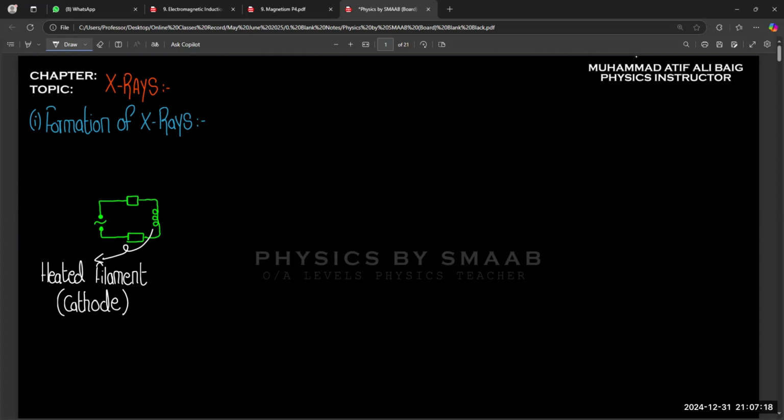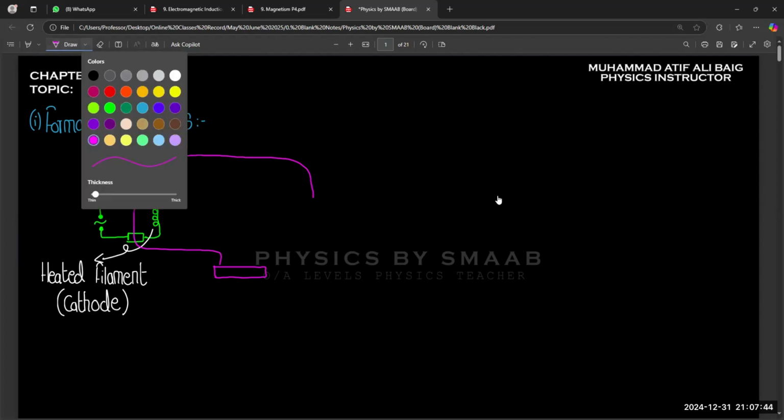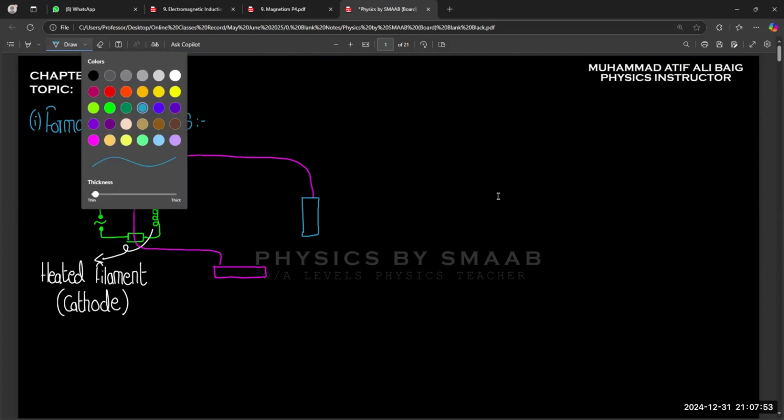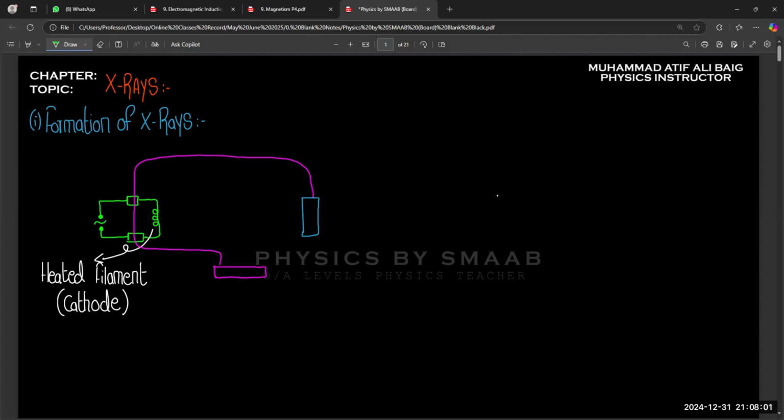And further, we have an evacuated chamber, and there is another piece of metal on the other side which acts like the anode, because on the left-hand side we have the cathode, on the right-hand side we have another cool metal surface that works like the anode, like this. And then we just complete this evacuated tube from here.